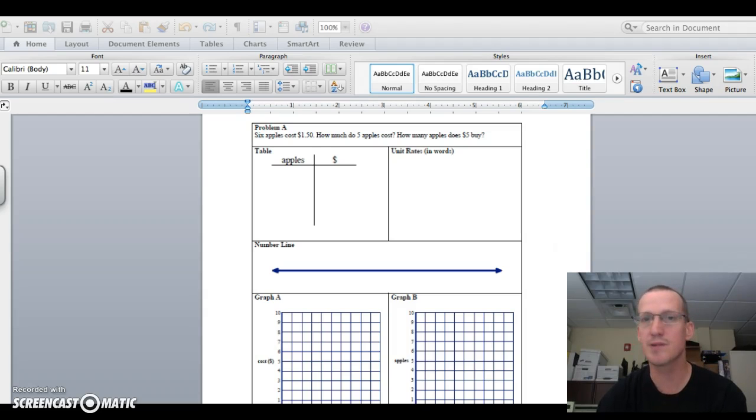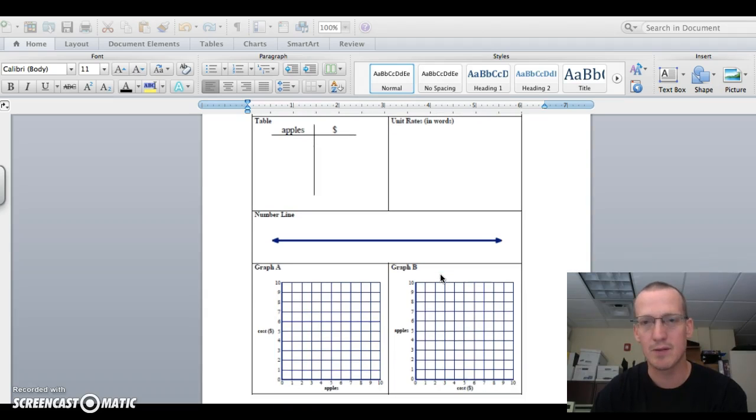So 6 apples cost $1.50. How much do 5 apples cost? How many apples does $5 buy? It's really looking at all of these different components: your table, your unit rate, trying to find the price of one using that number line, and really driving kids back to that number line. Can they solve it and show their thinking and their work? And then also graph A and graph B, where the cost is here and the apples are there, and then we can start talking about some of those other things.